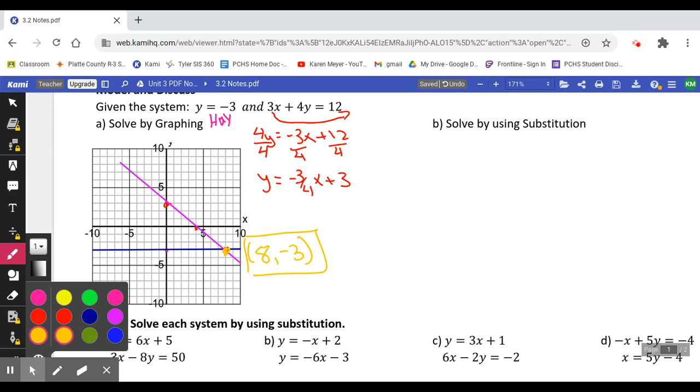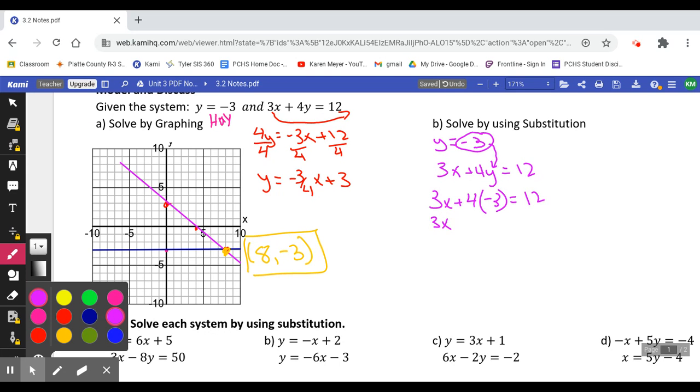Now, what if you tried our new method? So instead of solve by graphing, what if we tried substitution? So for substitution, you're going to notice the first equation says y equals -3. So they're telling you the answer for y. So your job is to take -3 and plug it in or substitute it in to the other equation for the letter y. So 3x plus 4, sub in what y is, which is -3, equals 12.